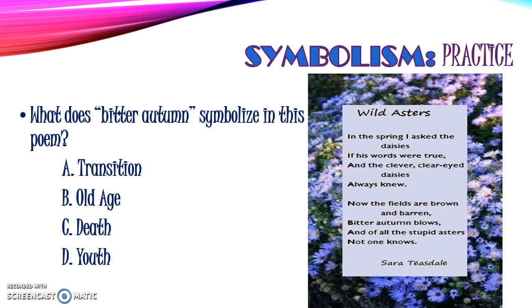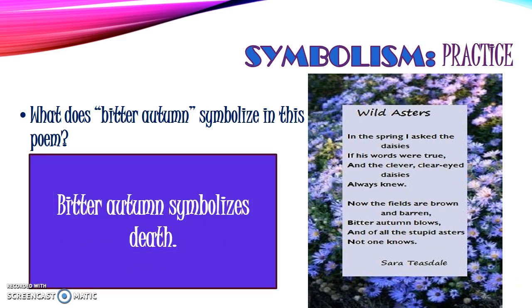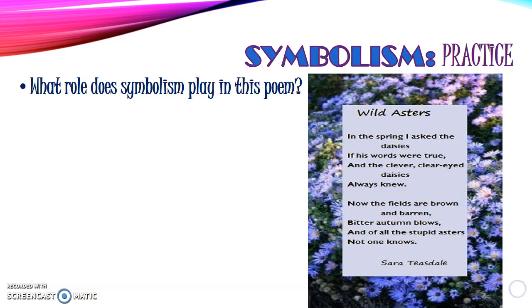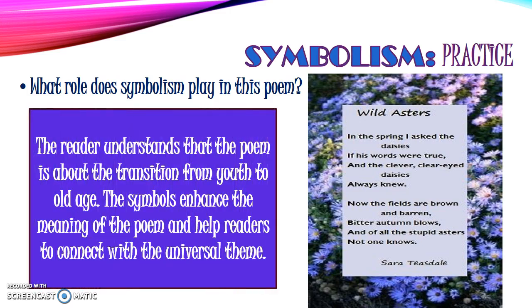What does bitter autumn symbolize in this poem? Transition, old age, death, or youth? Bitter autumn symbolizes death. What role does symbolism play in this poem? The reader understands that the poem is about the transition from youth to old age. The symbols enhance the meaning of the poem and help readers to connect with the universal theme.